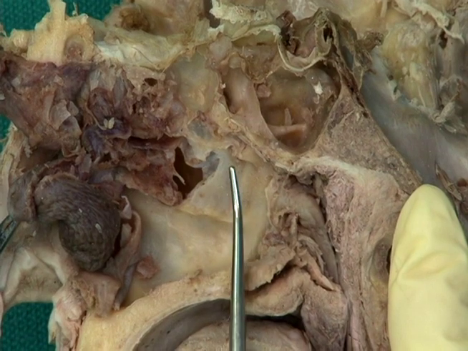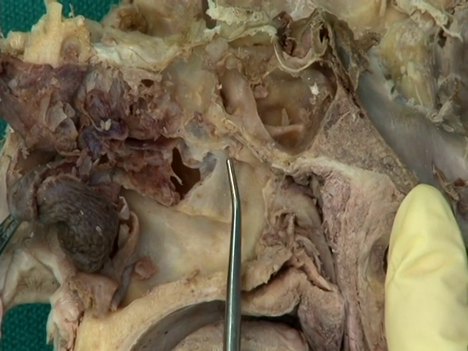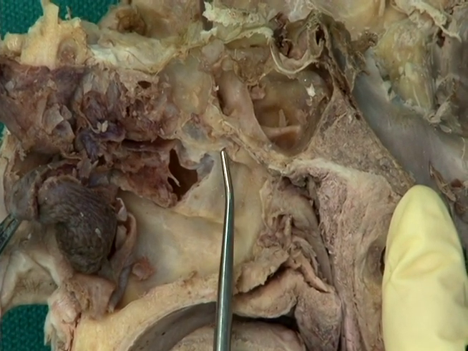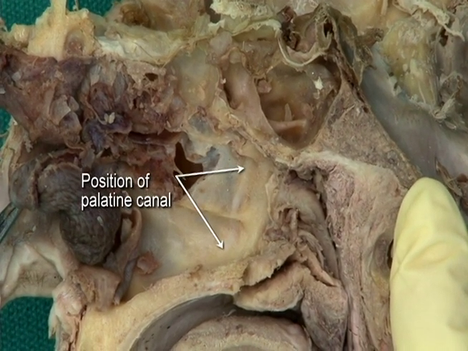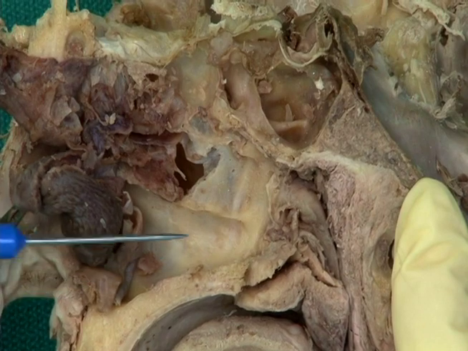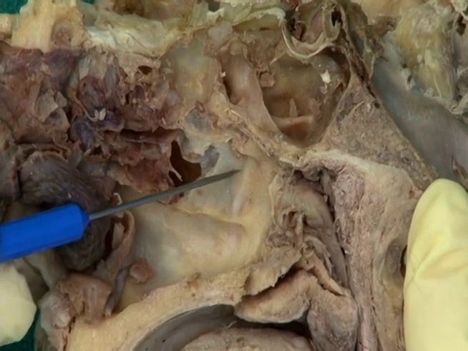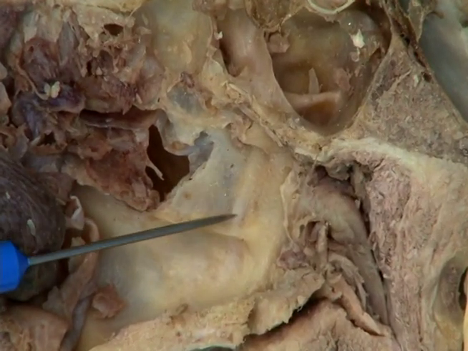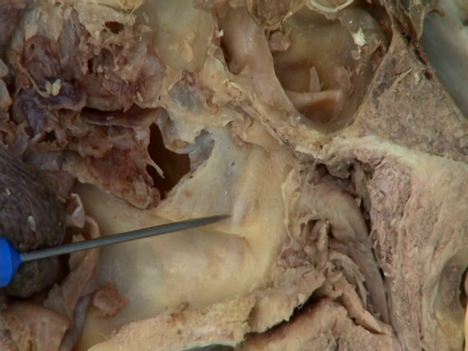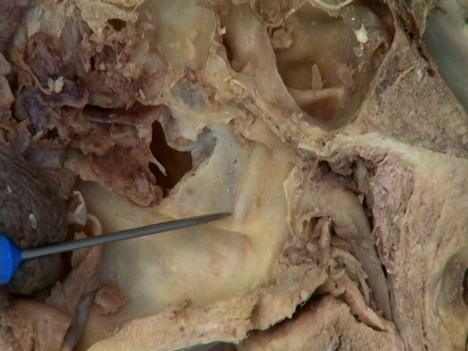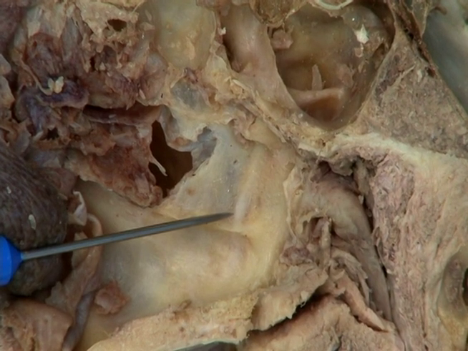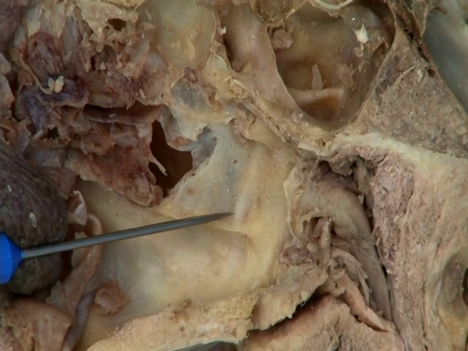A line extending from the foramen to the posterior margin of the hard palate marks the position of the palatine canal. The palatine nerves can be seen through the bone. Remove the bone over this line to expose the pterygopalatine fossa and the greater and lesser palatine canals and their contents.